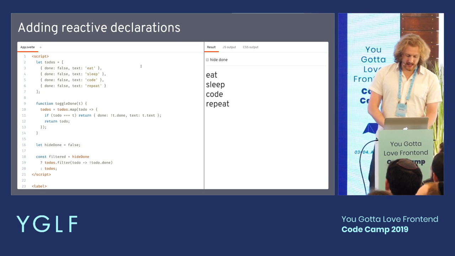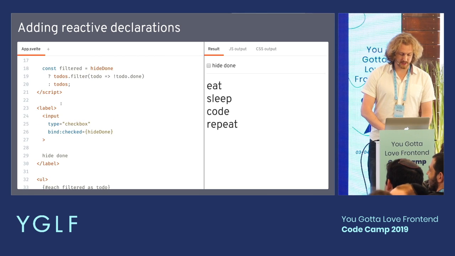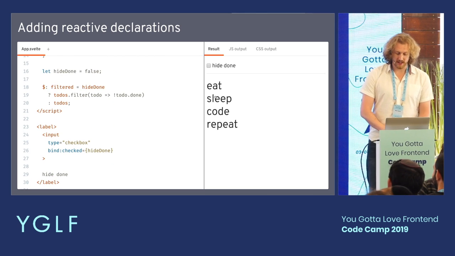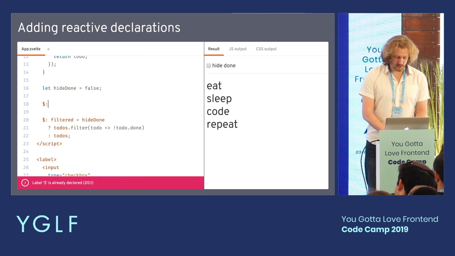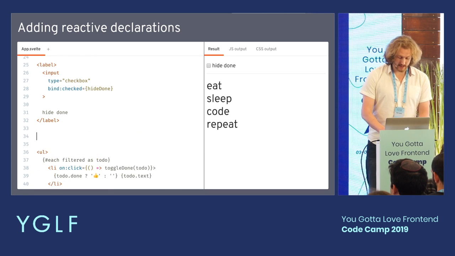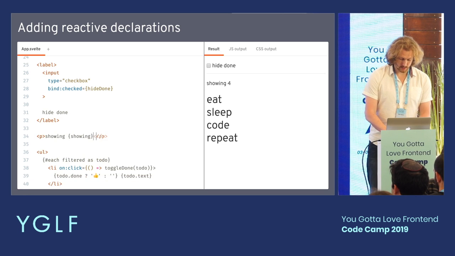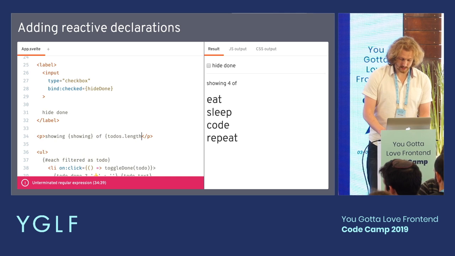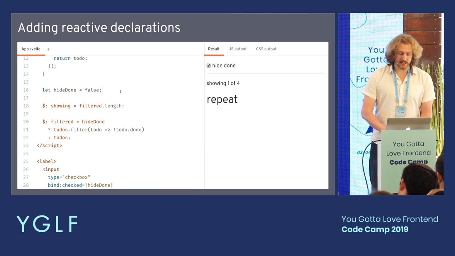So we can add that to our original component. Just go down here to const filtered and change it to $: filtered. Hey presto, it's reactive. That's kind of handy. And we can go further. We can say $: showing = filtered.length and start to have reactive values that depend on other reactive values. Showing of todos.length. And then now, if I start to toggle these, it updates automatically.